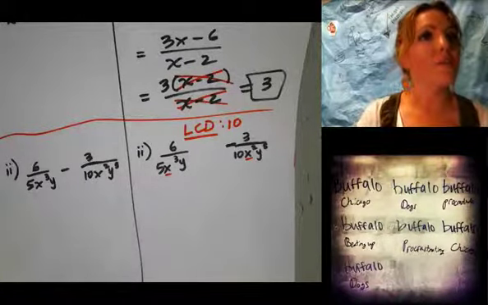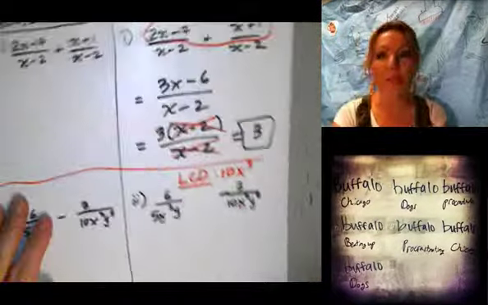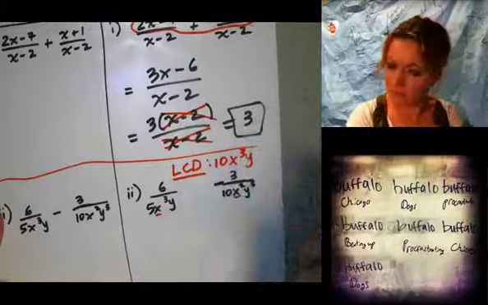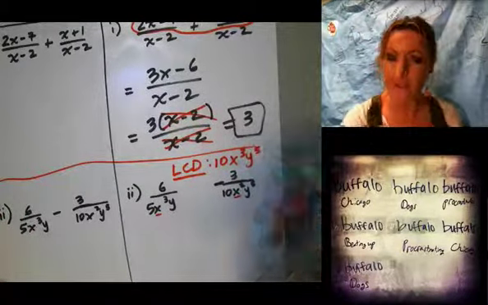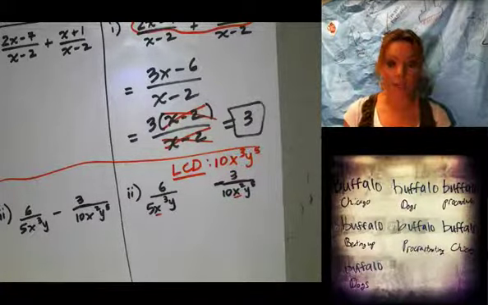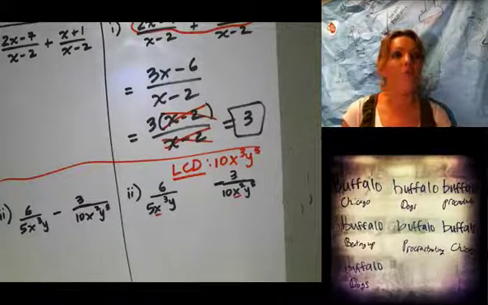X to the third. Good. Okay, perfect. Now, how about the y's? Y to the what? Fifth. There are 5 of them. Okay, good. Can somebody explain, better than I could, clearly, why 10x cubed y to the 5th is the least common denominator of those two?